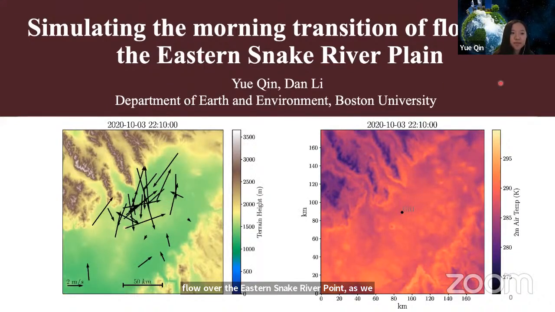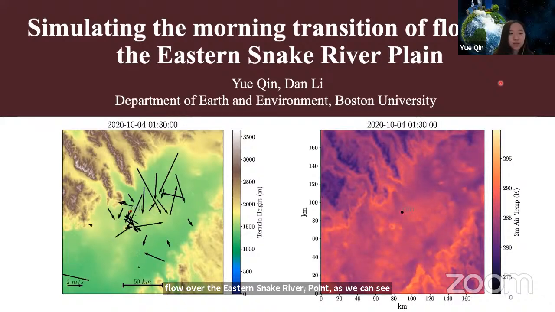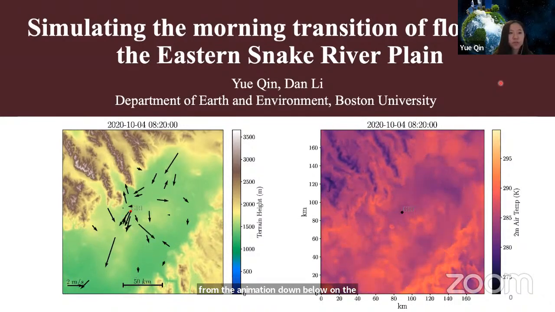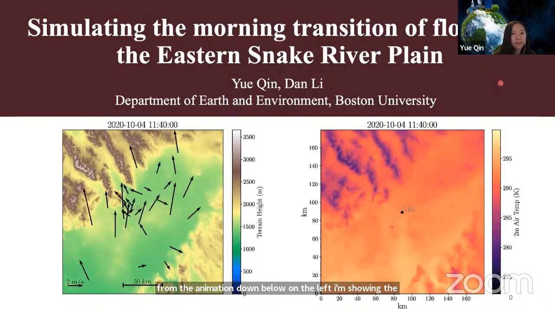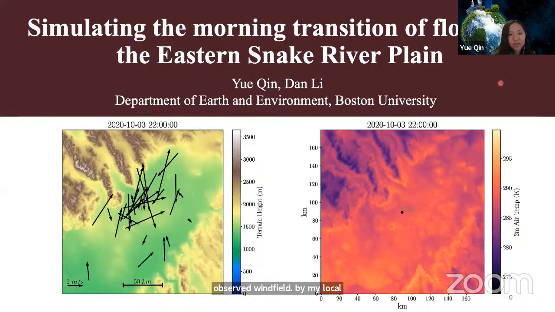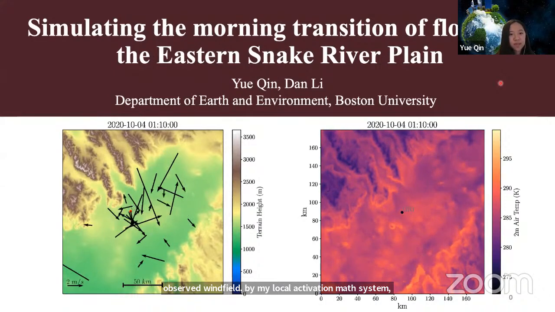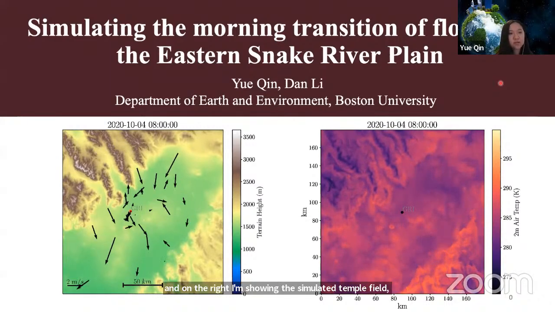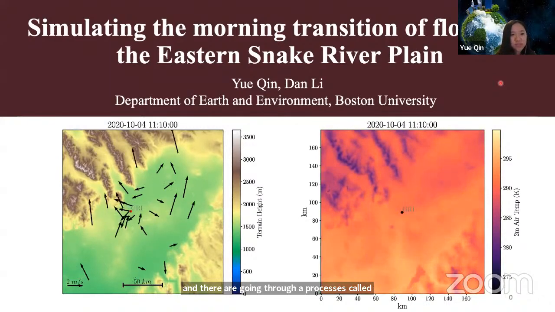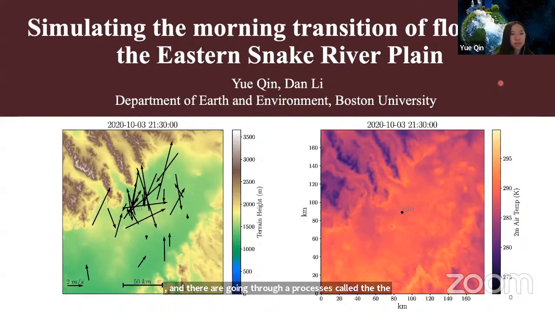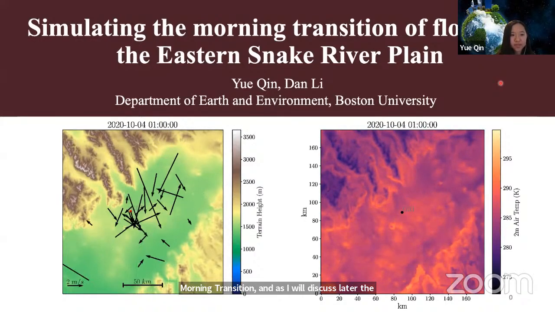As we can see from the animation down below, on the left, I'm showing the observed wind field by my local observation system. And on the right, I'm showing the simulated temperature field. And they are going through a process called the morning transition. And as I will discuss later, the temperature field and the wind field are closely correlated.